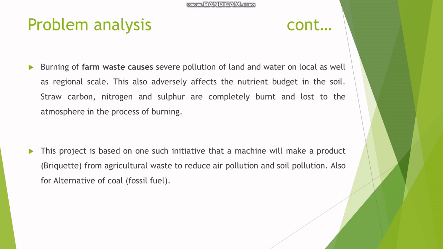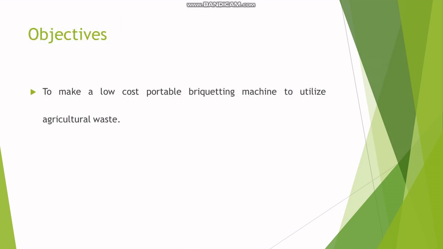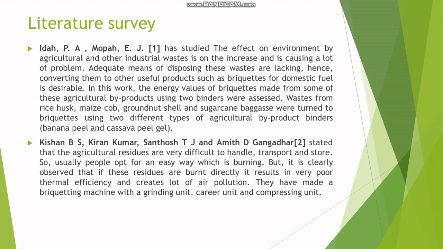This project is based on such an initiative: a machine that will make briquettes from agricultural waste to reduce air pollution and soil pollution. Also, it can be the best alternative to coal or fossil fuels. Objective: the objective is to make a low-cost briquetting machine to utilize agricultural waste.